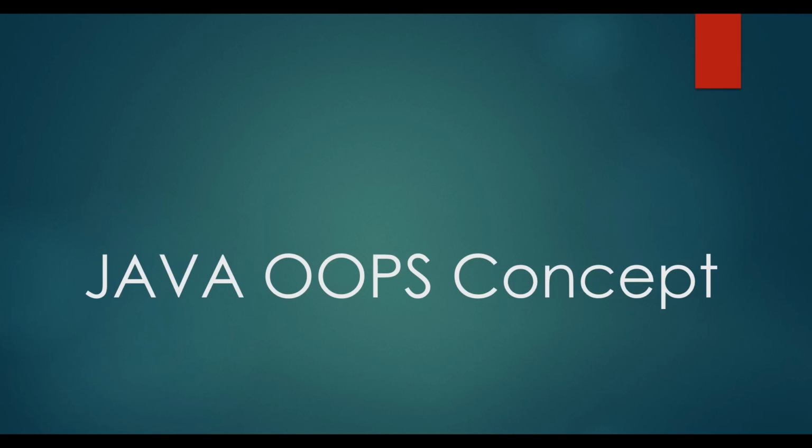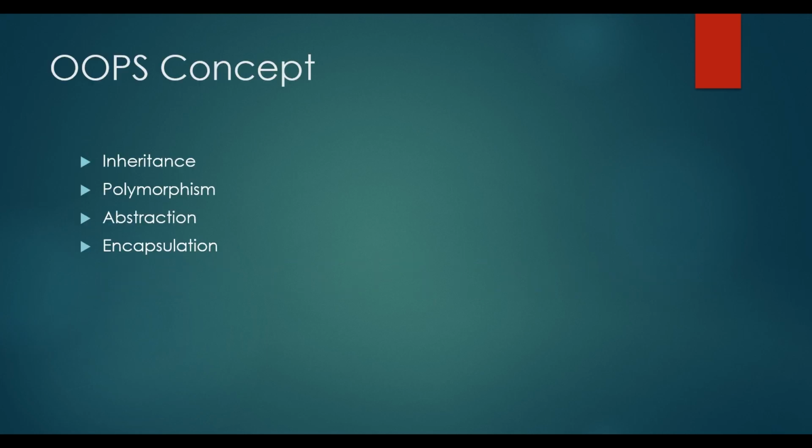Hi guys, welcome back. So today we will be discussing the Java OOPS concept. This concept is very essential if you want to learn Selenium. And in OOPS concept, we basically have four kinds of logic. One is inheritance, polymorphism, abstraction, and encapsulation.